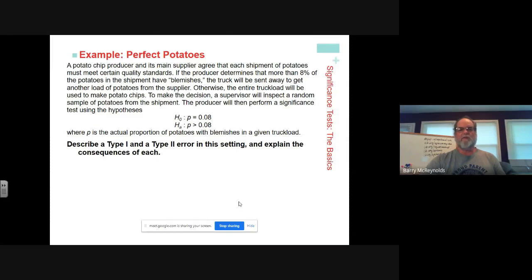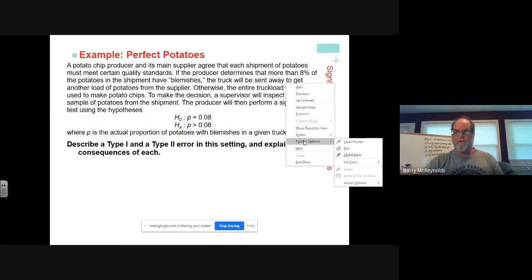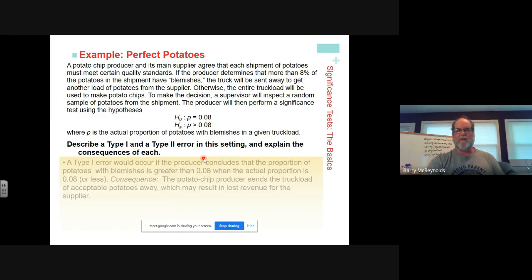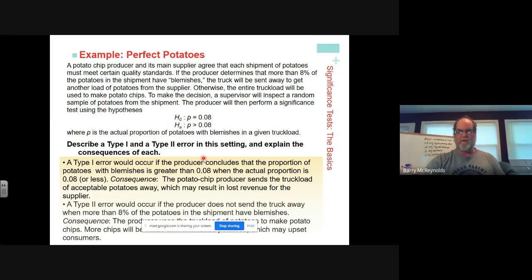okay, so we started this example with perfect potatoes, and we were testing the hypothesis, is the true proportion of potatoes with blemishes equal to 8%, or is it in fact some value greater than 8%? And that's what we talked about, I think, the last 2 days we were together. And we talked about a scenario for type 1 and type 2 error in each of those cases.